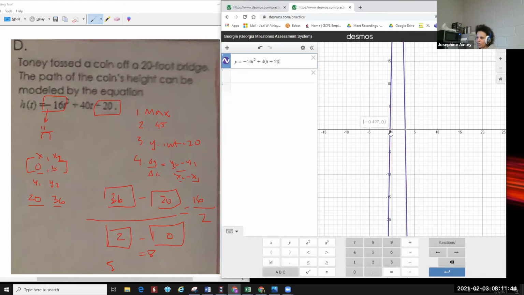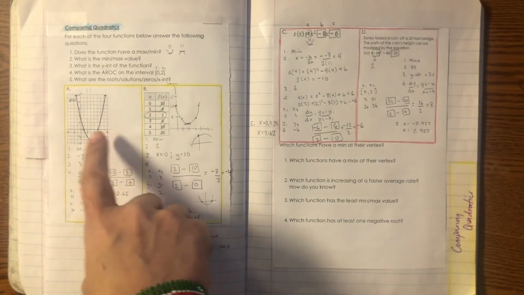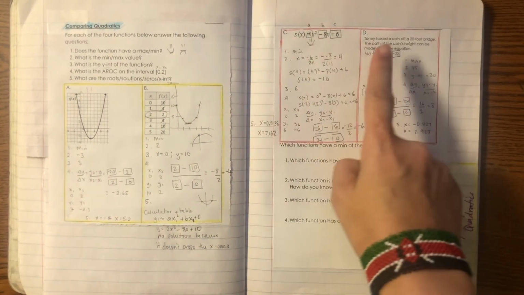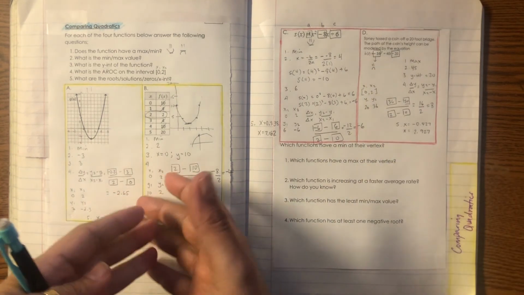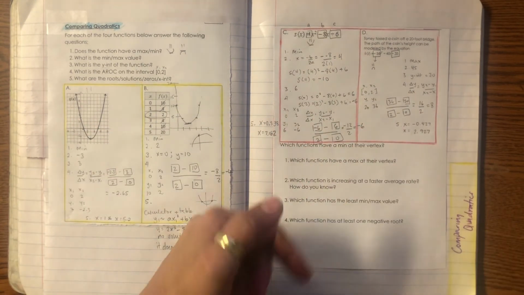So my x is negative 0.427. X is negative 0.427. And my other x is equal to 2.927. And unless the question asks me to round, I don't round. Okay, so don't round unless the question asks you to round. So now you've got the answers from a graph, from a table, from an equation, and from a context problem. Then it just becomes an issue of comparing. So anytime you're comparing, just find the information for each individual problem and then come and answer the question.